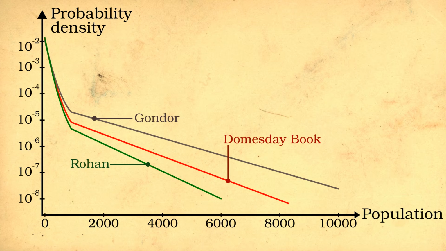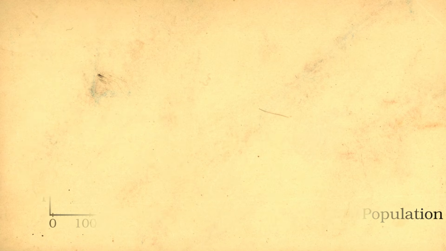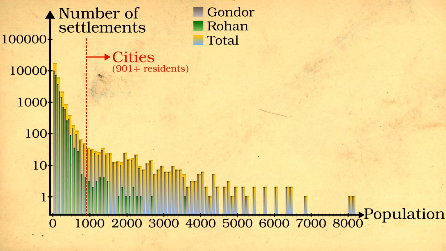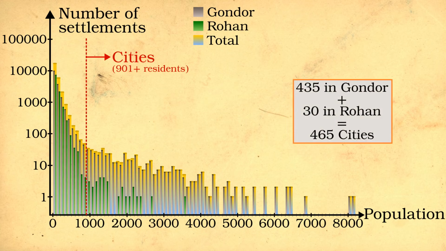Relative to Domesday, I've chosen a gentler and therefore more urban distribution for Gondor, at the same time as a steeper and therefore more rural distribution for Rohan. I'm assuming that for every other society in Middle-earth, the distribution, whatever it is, drops to 0 before reaching 900 inhabitants. This means that however many settlements there are outside Rohan and Gondor, precisely none of them are cities. Running the random number generator, I get 435 cities in Gondor and just 30 in Rohan, so 465 cities total in Middle-earth at this time.